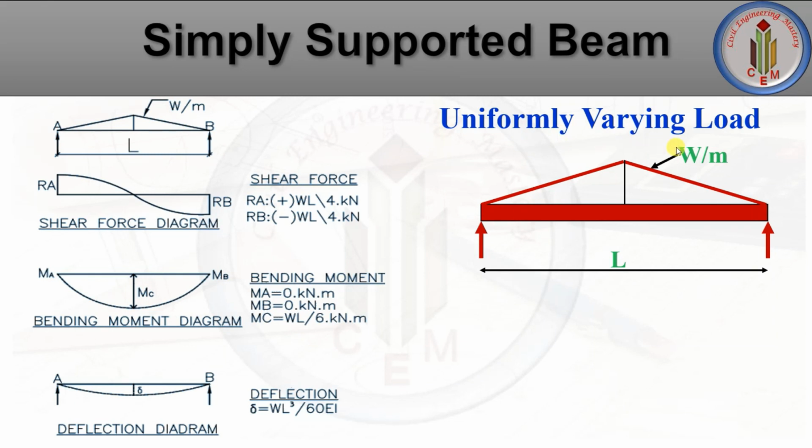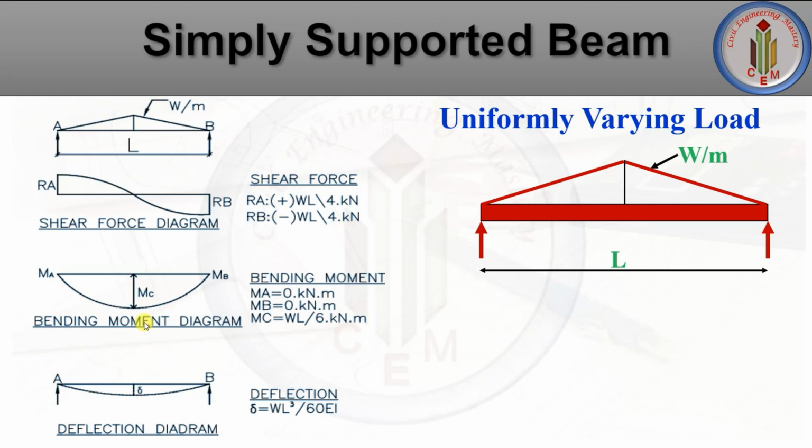Last one is uniformly varying load. Here also the load will be acting W per meter. Let's look into the shear force diagram. The shear force diagram will be a little different. It will be a little bit curved for uniformly varying load. Upward positive, downward negative. The sign convention is the same. RA is positive WL by 4 and RB is negative WL by 4.